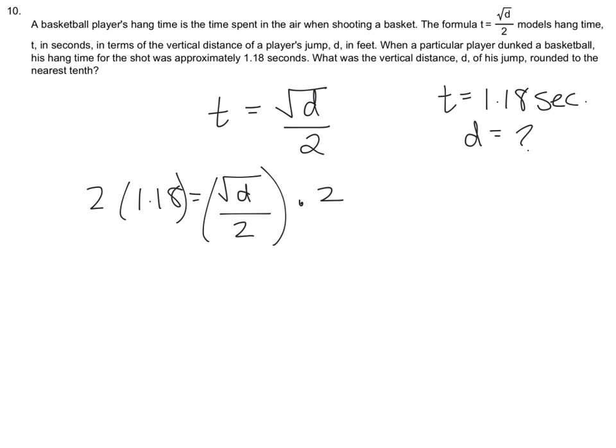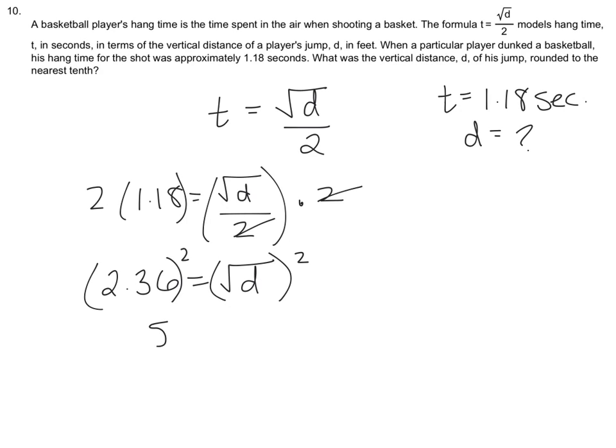2 times 1.18 is 2.36, and that equals the square root of D. Next, we'll get rid of the square root bar by raising both sides to the exponent of 2. 2.36 squared is 5.5696, and that equals D.